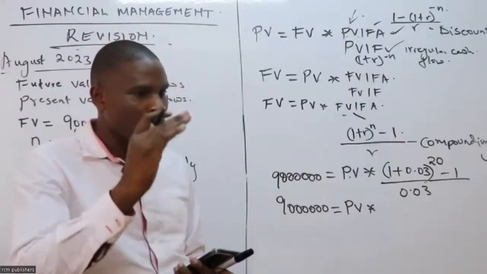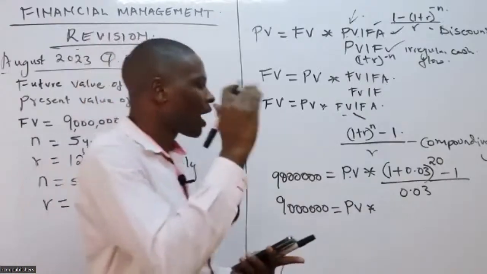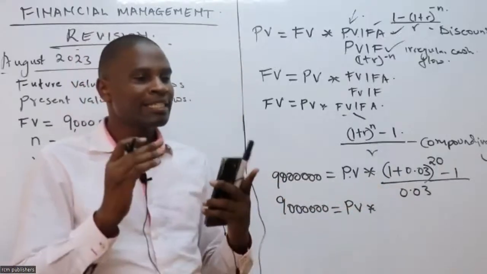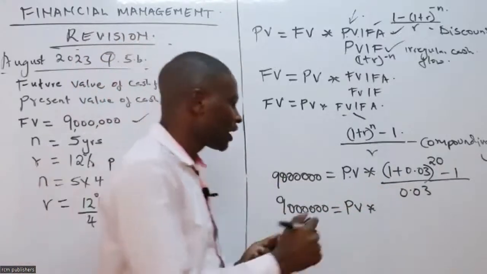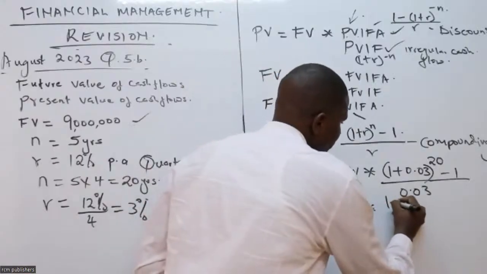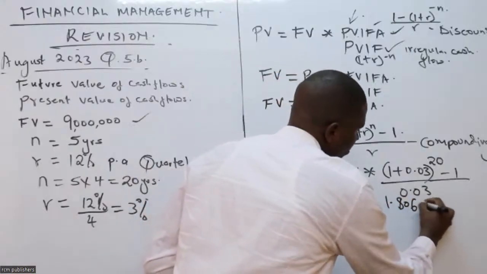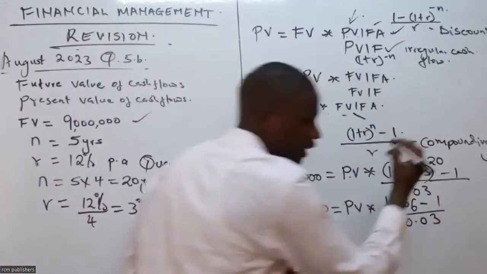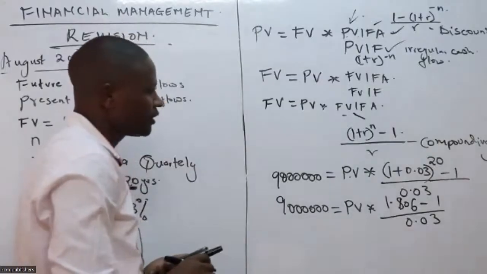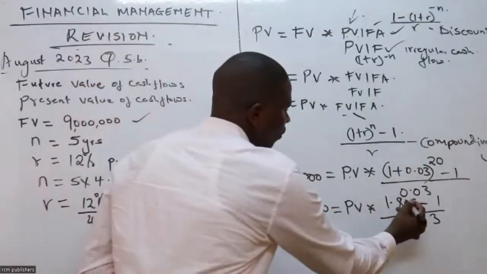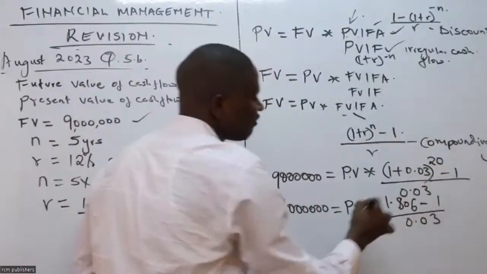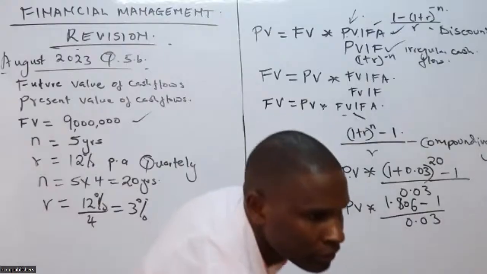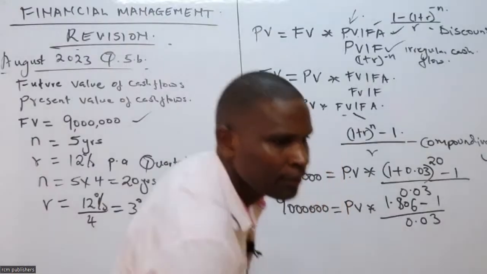It is 1.806. 1.806 minus 1, nabaki na 0.806. So let me be systematic here. 1.806 minus 1, divide by 0.03. I'll be very much systematic here. So what is 0.806 divided by 0.03? Aha, hapo sawa.